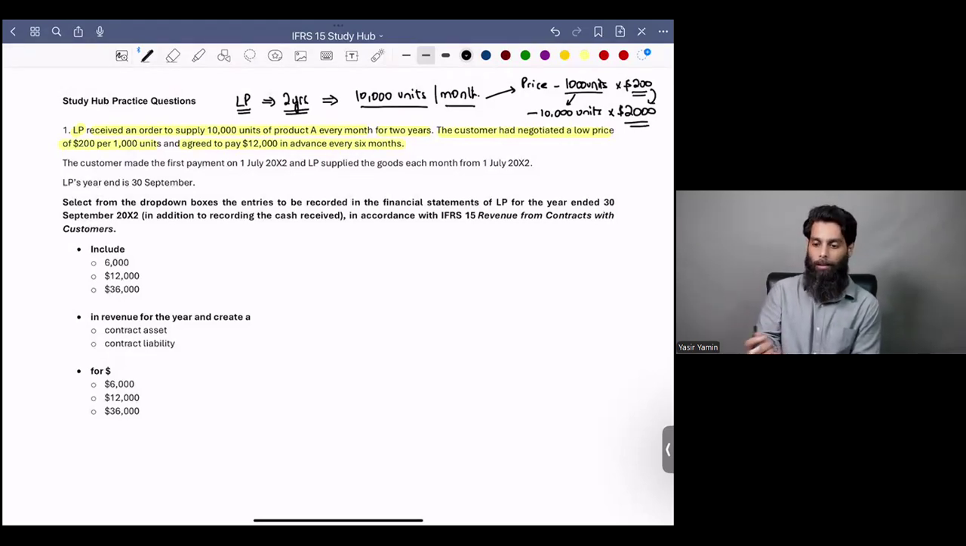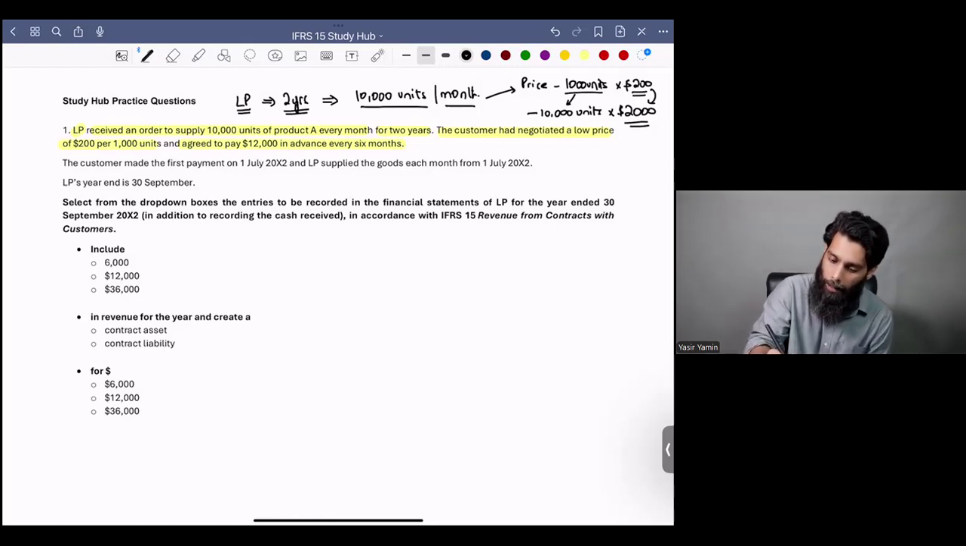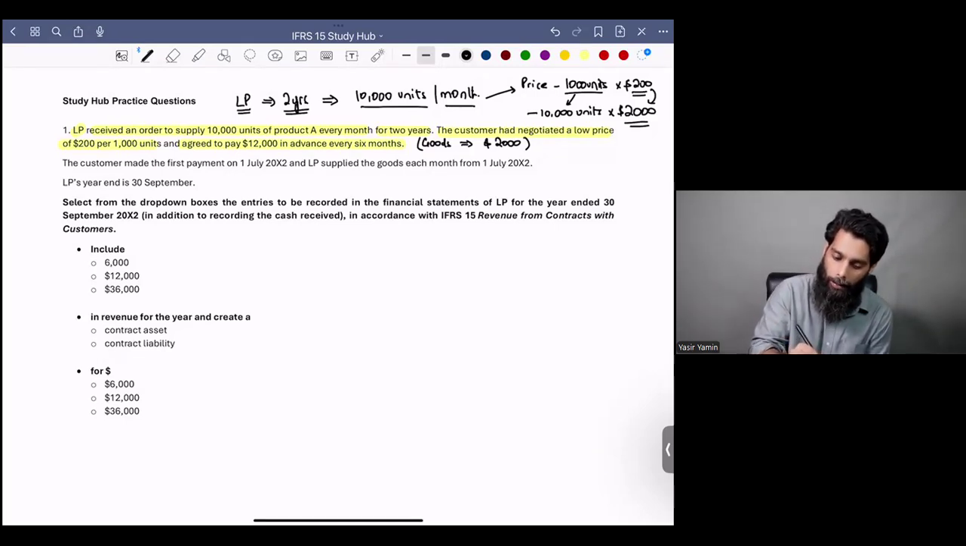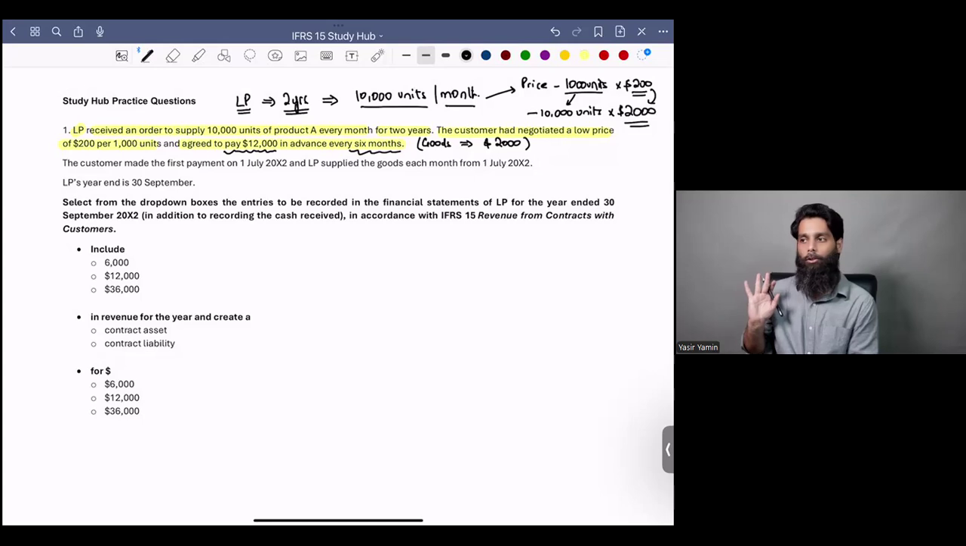Makes sense? I mean, this is not rocket science. So in order to simplify, I can just say that we are supposed to deliver goods each month, and each month our stated revenue or our stated earnings should be $2,000. Make sense? And that is why your examiner says that the customer agreed to pay $12,000 in advance every 6 months. So $2,000 per month for 6 months, it is $12,000.